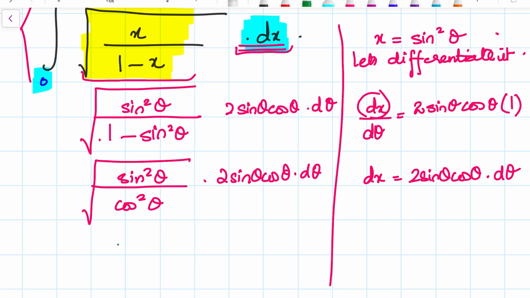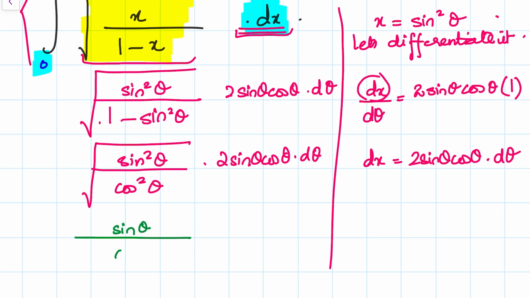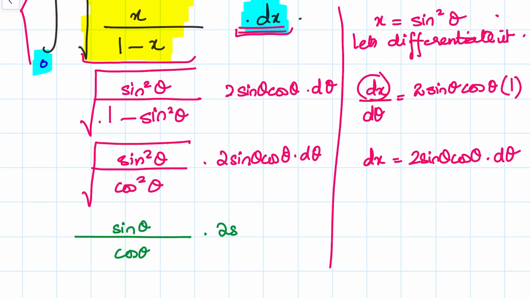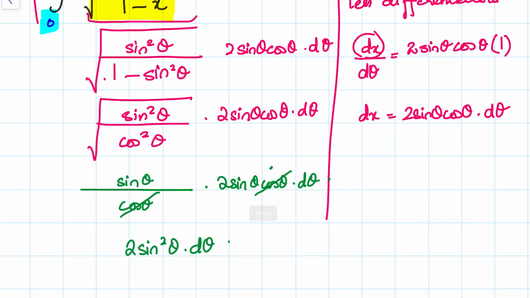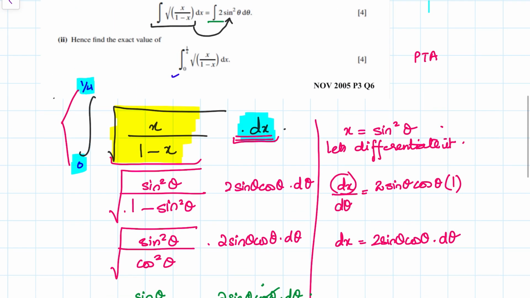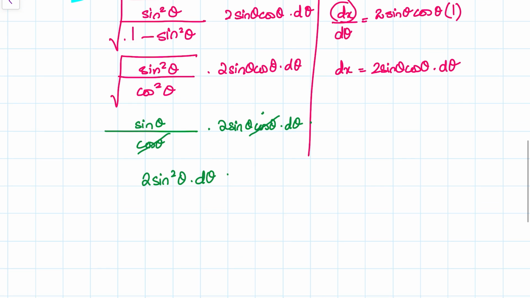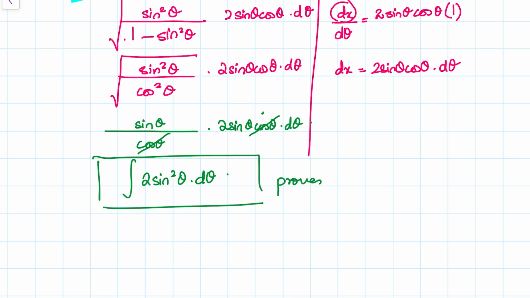Now, when you take the square root, it becomes sine theta upon cos theta times sine theta times cos theta times d theta. Cos theta cancels out with cos theta. We're left with 2 sine square theta d theta. And this is exactly what they want us to convert it to. So my first part stops here, and this is going to be my answer. I will say proven, or you can say shown.